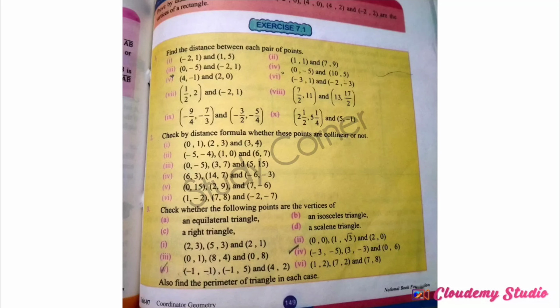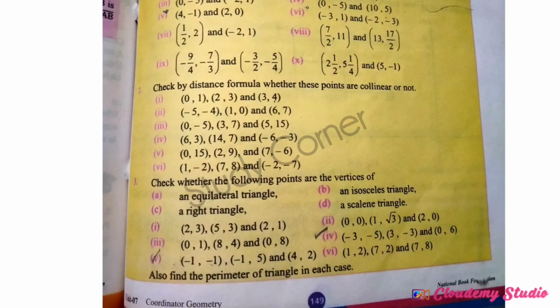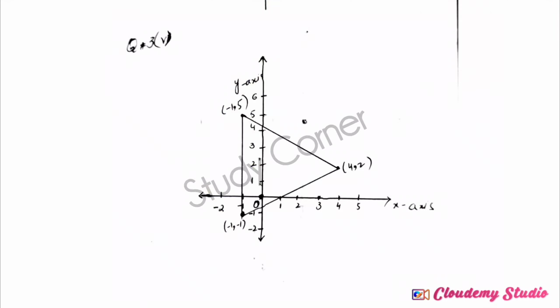Question number 3, part 5, and the vertices are (-1, -1), (5, 4) and (2). To check in which category this triangle lies, we first plot these points to get a sketch. आपको ये अंदाज़ा हो जाए कि आपने किन दो पॉइंट्स का डिस्टेंस फाइंड करना है.